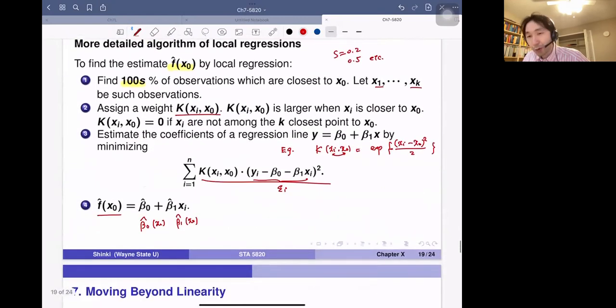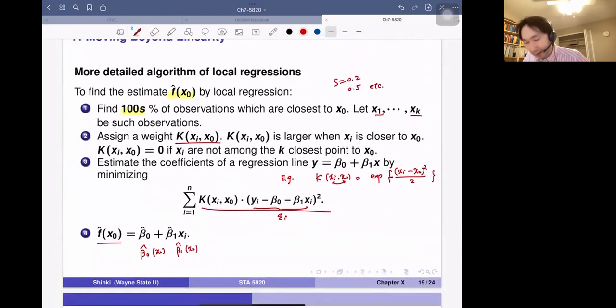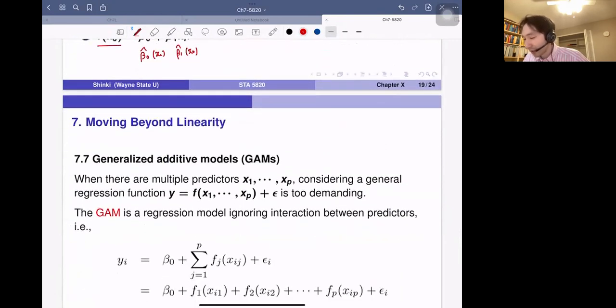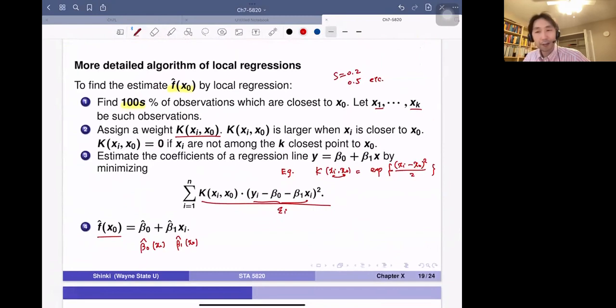So probably the straight line is enough for local regression. If we only use intercept, it's okay, but probably it's not as good as a straight line. Probably we don't need more than that. Theoretically, we can fit a more complicated local curve, but that isn't necessary. Yeah, so do you have any questions?